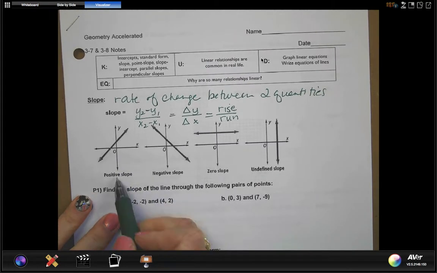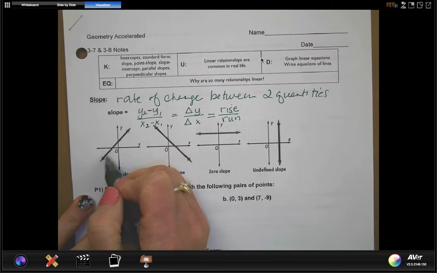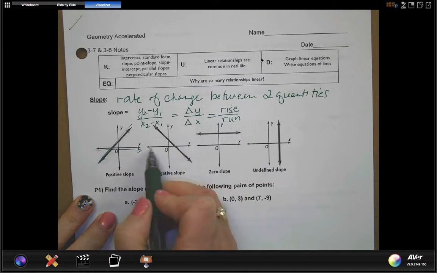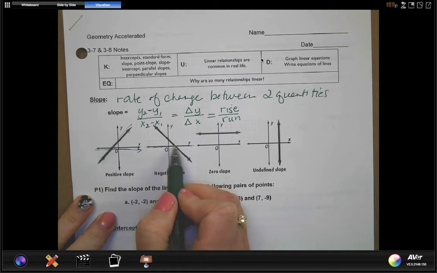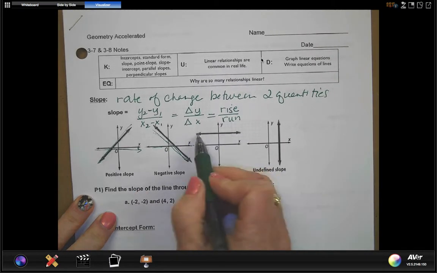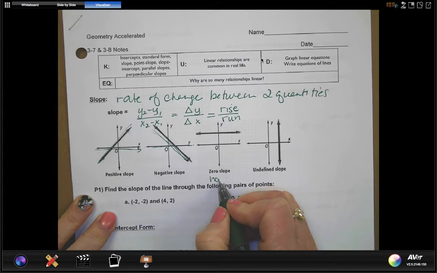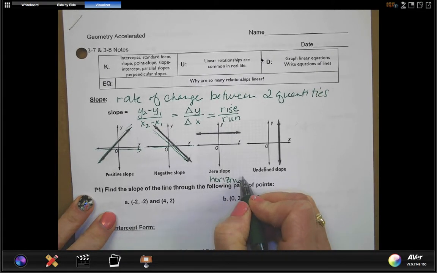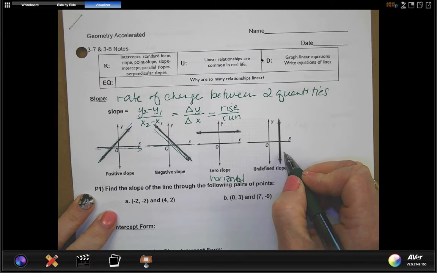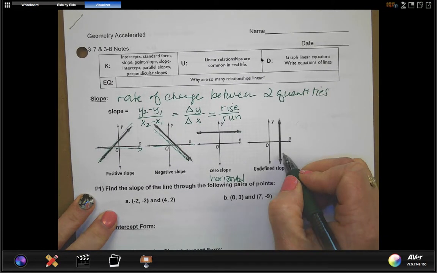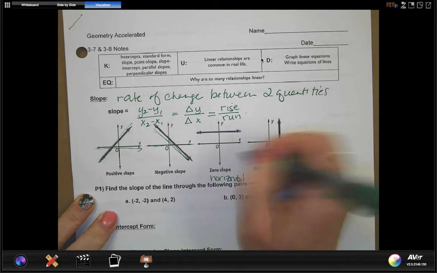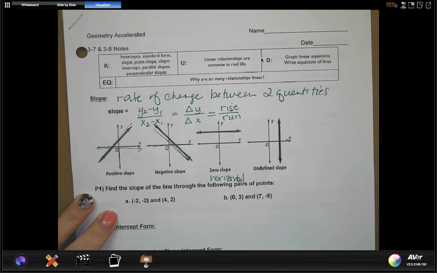There's different kinds of slopes. You could have positive slopes, where the x is increasing, the line is going up. You could have a negative slope, where when the x is increasing, the line is going down. Zero slope is a horizontal line. An undefined slope is a vertical line. In this particular case, there's no run, it's not running in any direction, it's just all rise.